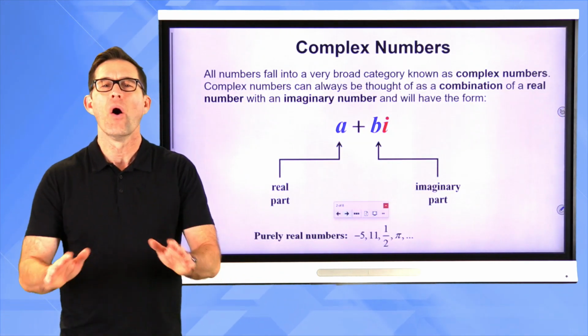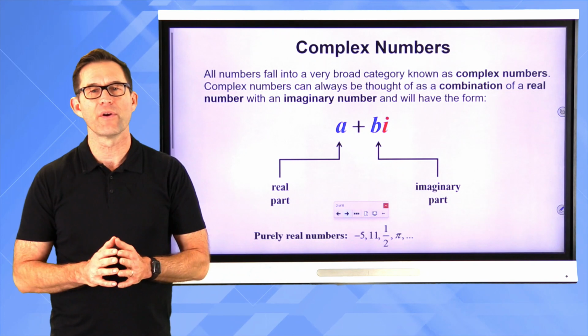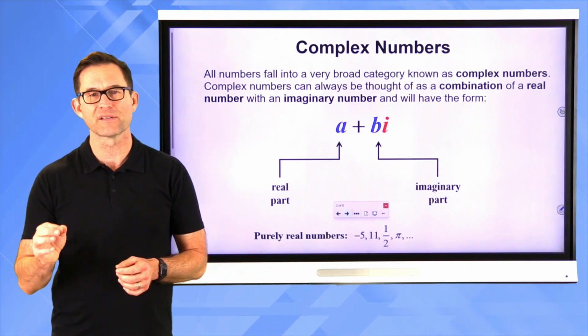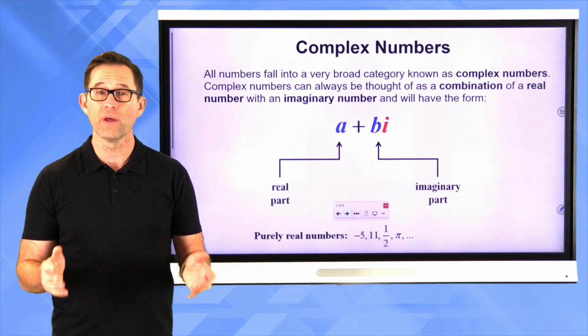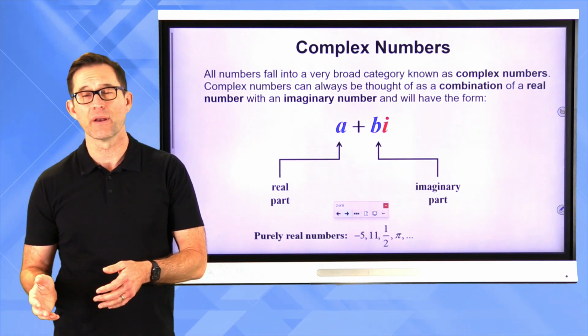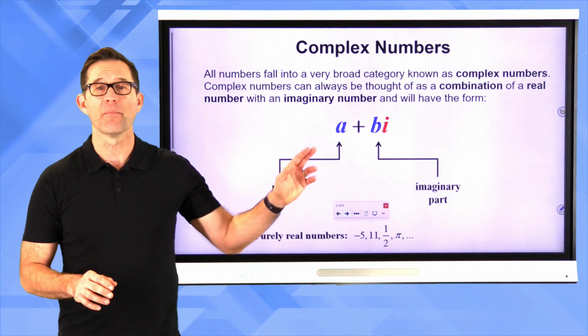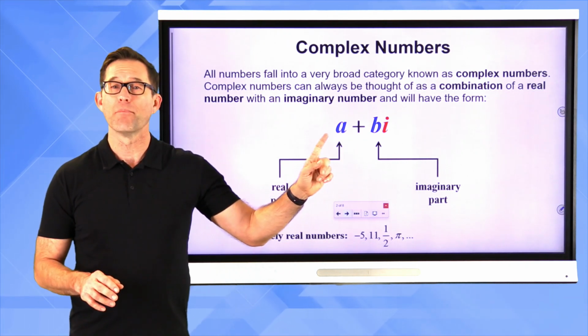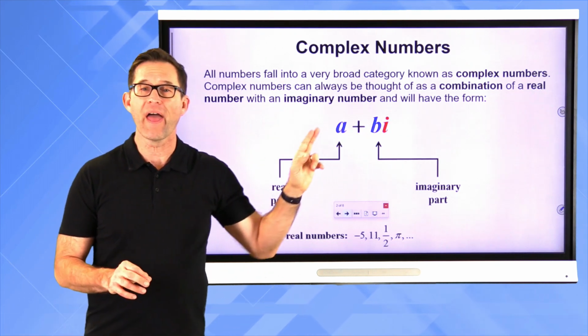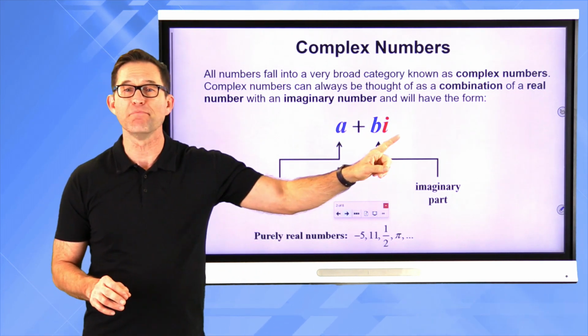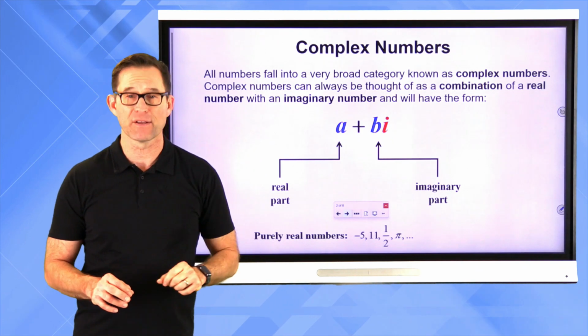Complex numbers. All numbers fall into a very broad category known as complex numbers. Complex numbers can always be thought of as a combination of a real number with an imaginary number, and they will all have the form a plus bi, where both a and b are real numbers, but we call a the real part and bi the imaginary part.